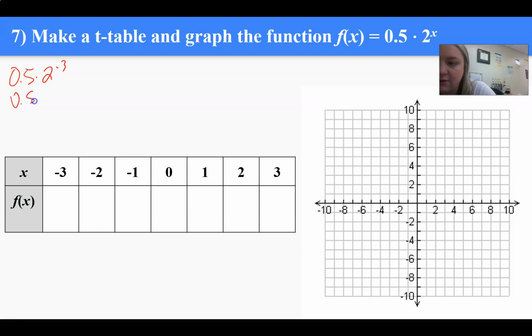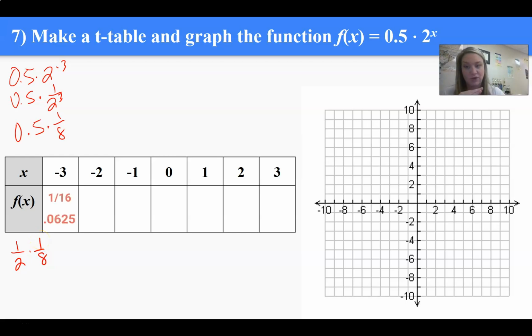All right, that becomes 0.5 times 1 over 2 cubed. That's 0.5 times 1 over 8. Okay. 0.5 is the same thing as 1/2, right? So that's saying 1/2 times 1 over 8. When we multiply fractions, we go straight across. That becomes 1 over 16, which is 0.0625. All right, in my warm-up table, we already did 2 to the power of -2. That was 1/4. So here I'm going to do 1/2 times 1/4. So that becomes 1 over 8.